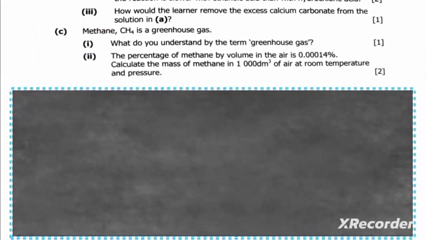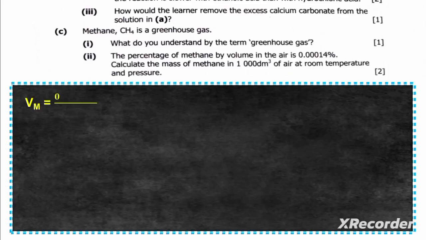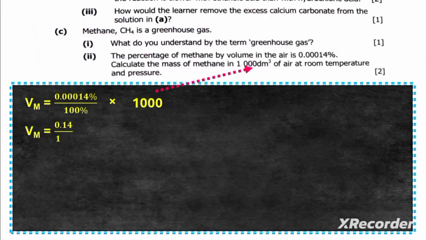So to answer this question, the first thing that we are going to do is to find the 0.00014% of 1000 cubic centimeters. Okay, so we are going to say 0.00014 times 1000. We are going to get 0.14.